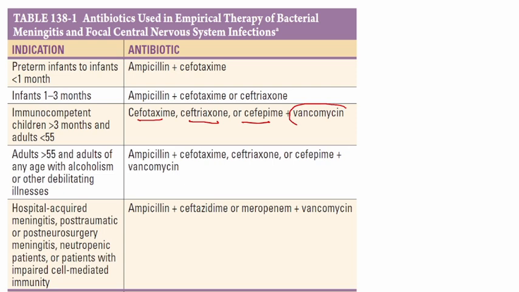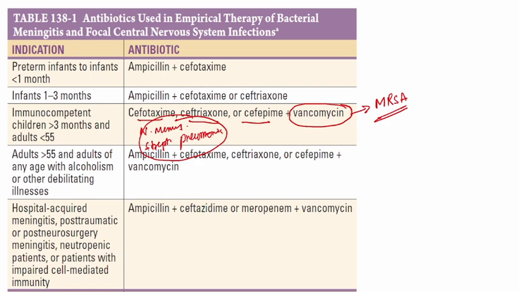Plus we have to give vancomycin. Why vancomycin? Because we have to cover MRSA, right? Cefotaxime and ceftriaxone cover Neisseria meningitidis and Streptococcus pneumoniae also. These are the most common organisms which cause meningitis. But MRSA can also be there in hospital acquired settings, so we have to add on vancomycin prophylactically.